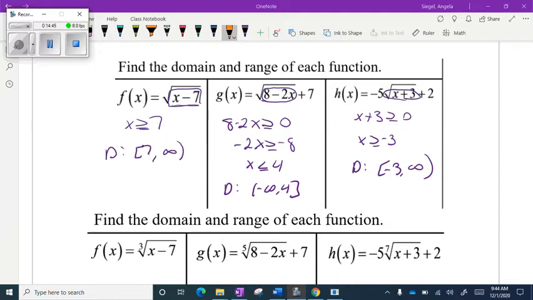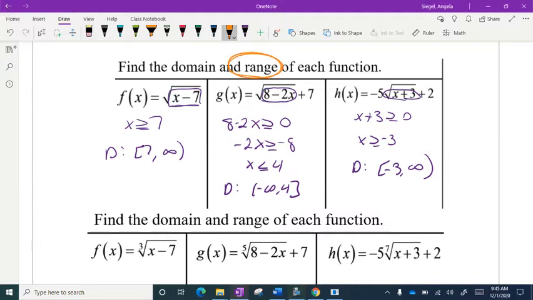Okay, so hopefully you saw the domains, but now we're going to focus on the range. So I want you to think about my x values. If my x value limit is 7, I'm going to plug that limit in here, and what happens to my y value? Well, when I plug in 7, that becomes a 0. The square root of 0 is 0.